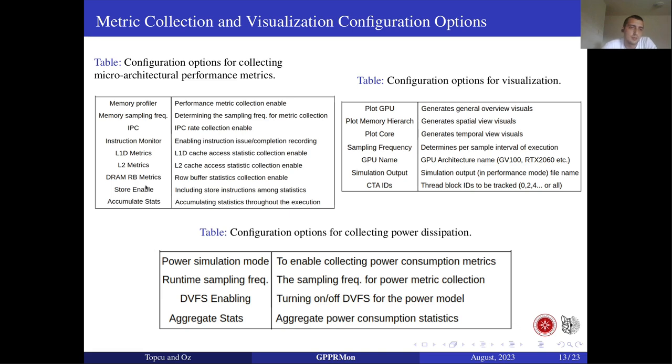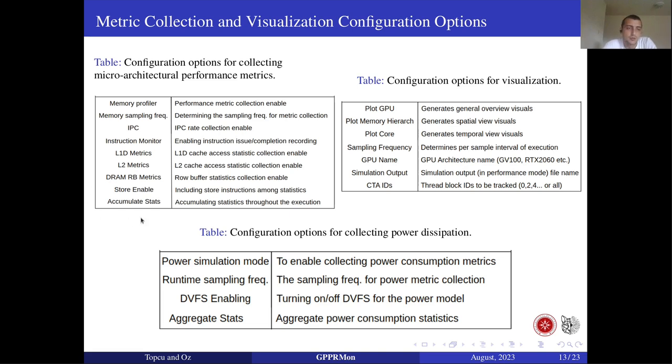Whenever you enable the memory profiler and power simulation mode, the simulator starts collecting microarchitectural metrics and power dissipation metrics. You need to specify a sampling frequency for both performance model metric collection and runtime power model metric collection. Additionally, you can collect IPC, cache metrics, DRAM row buffer utilization, and instruction monitoring metrics by enabling these options in the configuration file. You can also activate the store enable flag, which adds the metric collection of the store operations among the memory operations.